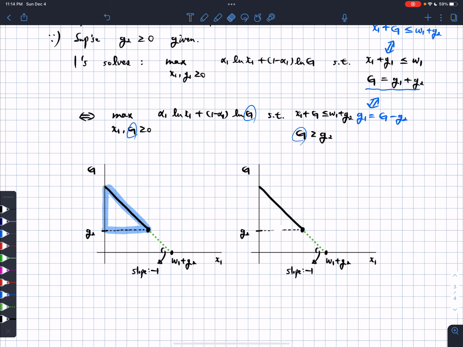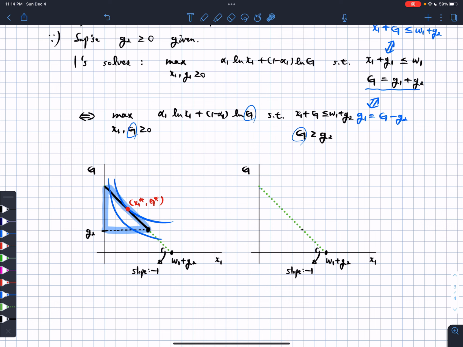So let me first suppose that this constraint is not really binding at a solution. That would mean that if I were to draw indifference curves, then my indifference curves are like this, and then the one that is farthest away from the origin is touching this budget set at this budget line. Okay, and here you see this is a solution. So that is what? X1 star and G star.